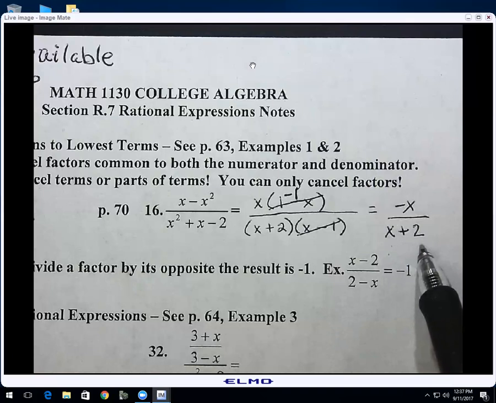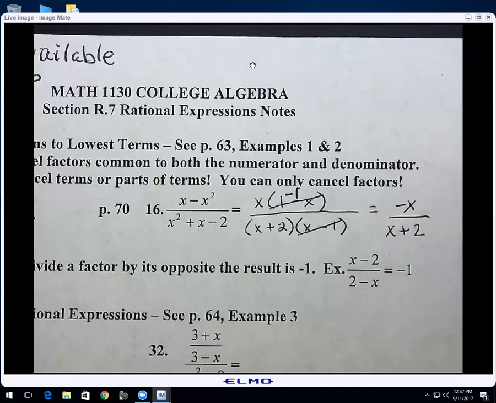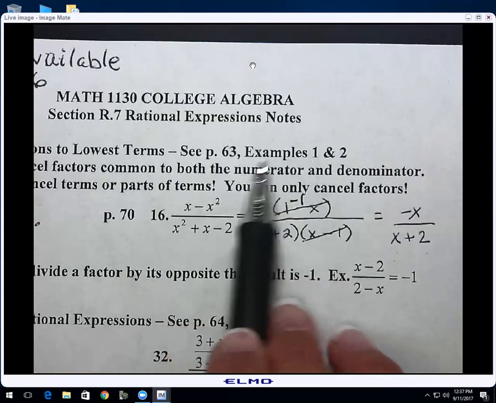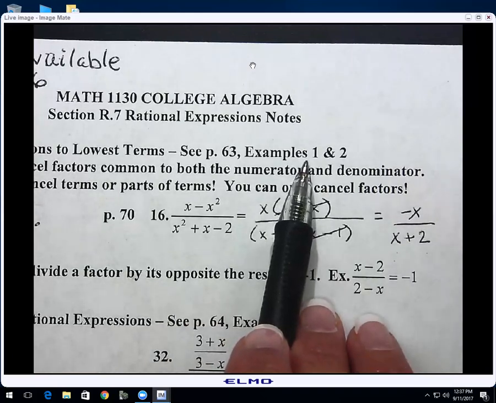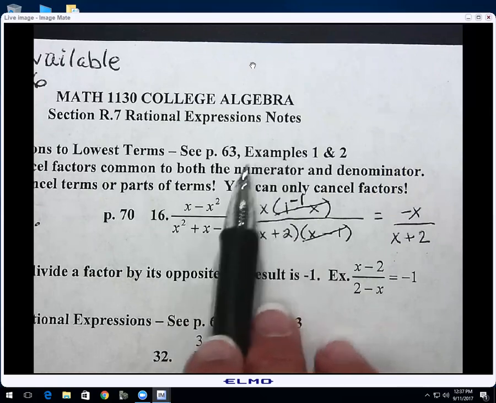All right. Anything that I know you have seen before in your life, and it's just hard, and you need more examples, I'm going to tell you where in the book you can find more examples. There are 2 more examples of simplifying fractions or reducing to lowest terms on page 63.